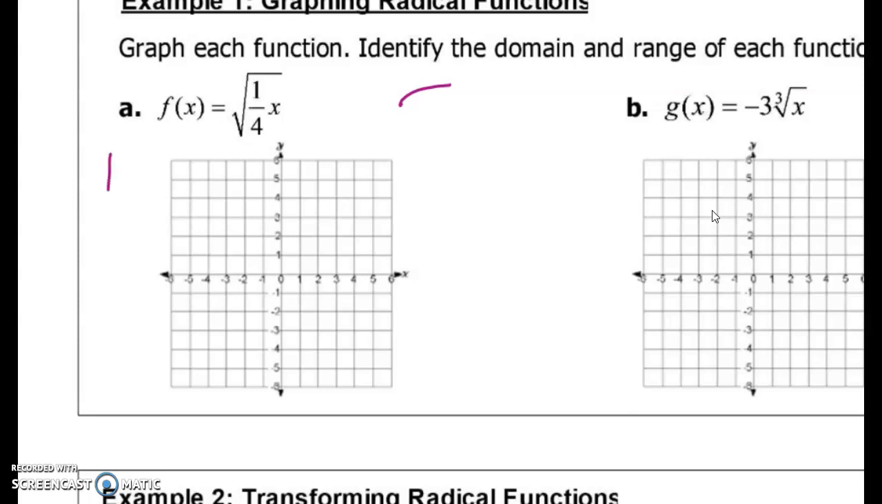I know it wasn't moved left or right, so I know it starts at 0, 0. So I'm going to start at 0, 0 and just make a quick table. If I plug in a couple more points, I can find the direction it heads. For example, I could do 4 in my head. Think about the square root of 1/4 times 4. Well, 1/4 times 4 is 1, and the square root of 1 is 1. So it's going to be 4, 1.